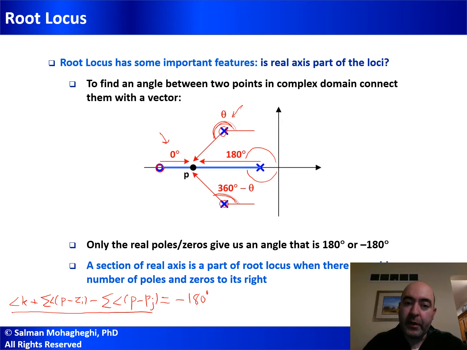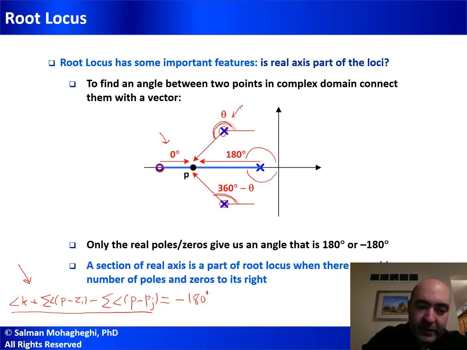So what do we learn? The only poles and zeros that matter are poles and zeros that are to the right side of that point P. And how many zeros or poles should I have to the right side in order for that point P to be a part of root locus? Well, let's come back to this equation. When would P be a part of root locus? In other words, when would P be a pole of the closed loop system?